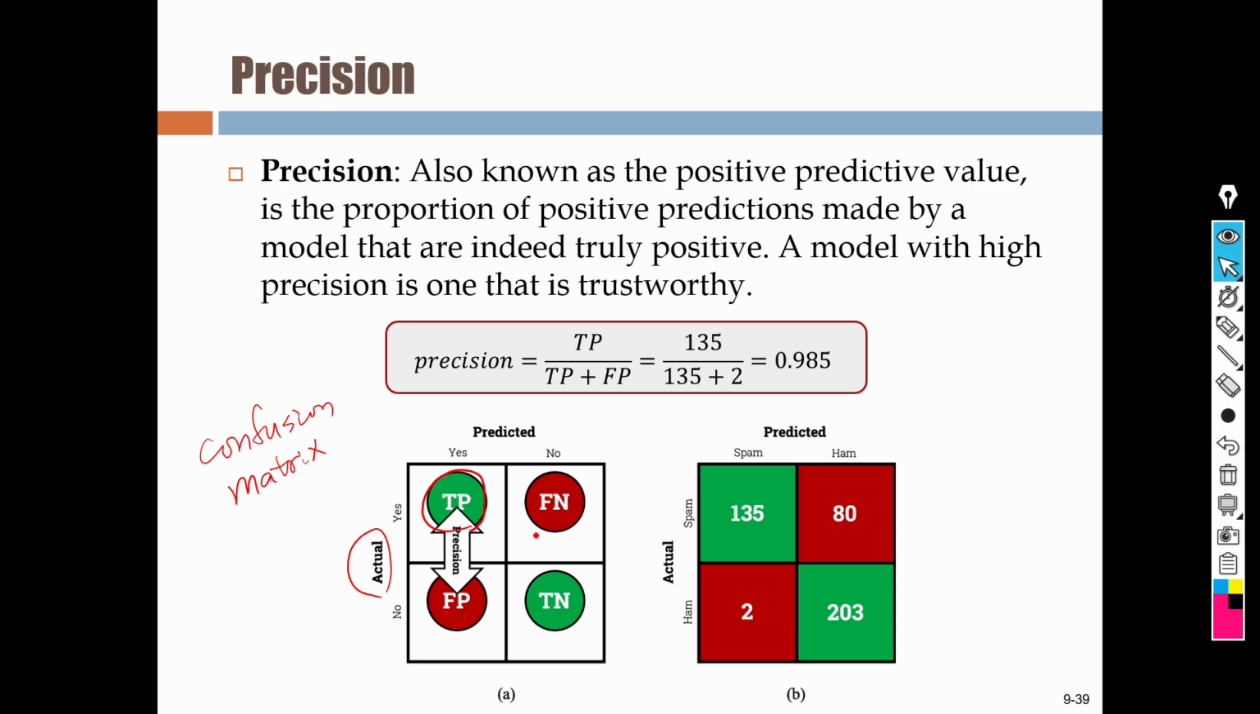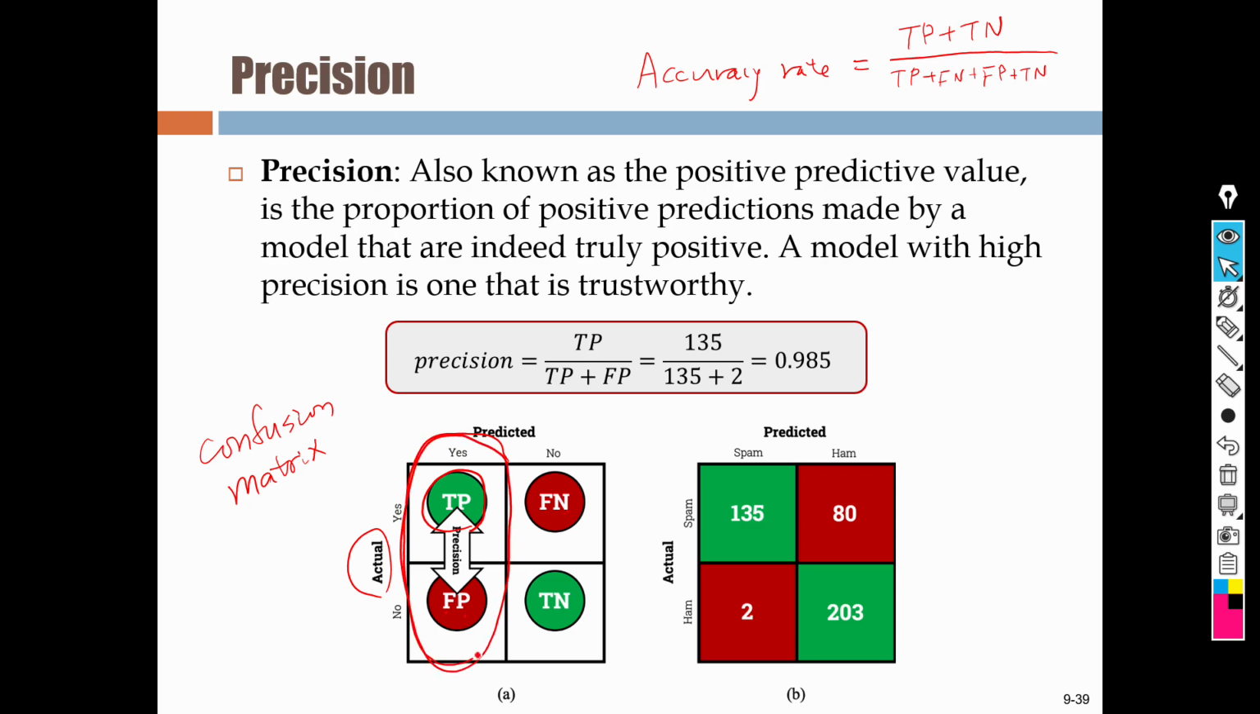So accuracy rate is calculating all of them, right? TP plus FN plus FP plus TN, and then you are calculating only the true positive plus true negative. That's the accuracy rate. However, the precision will just take a look at what was predicted yes, right?